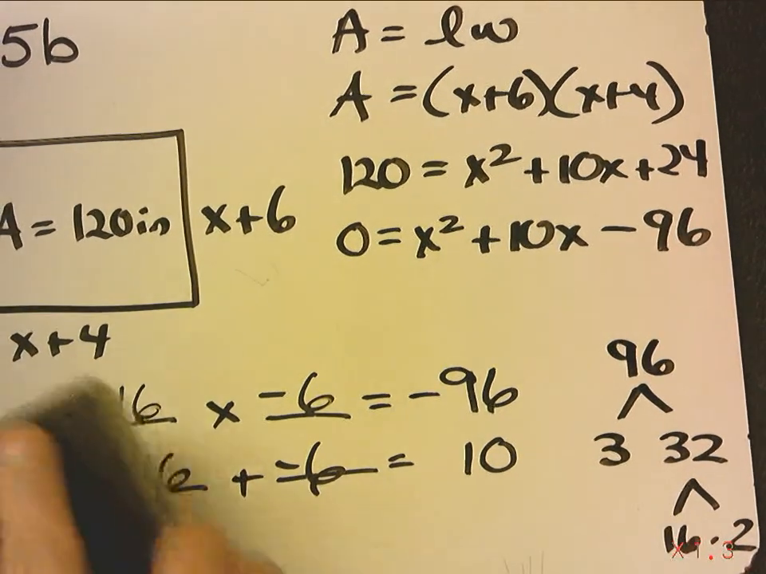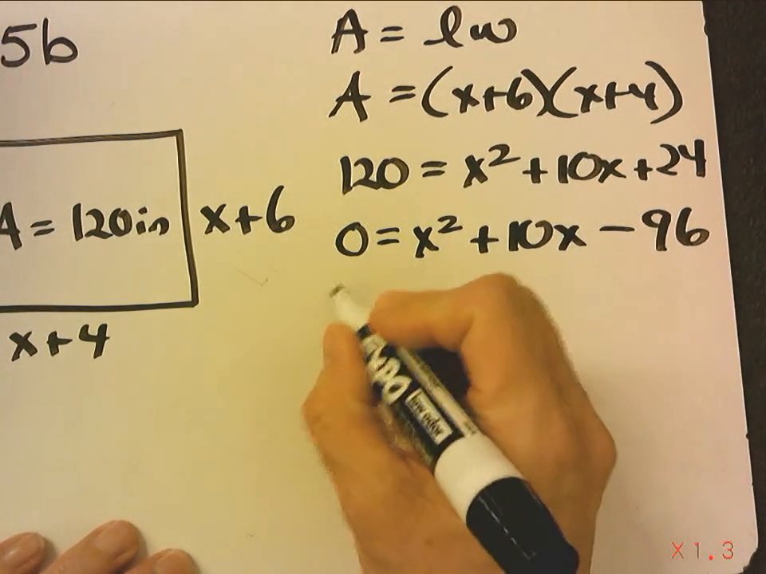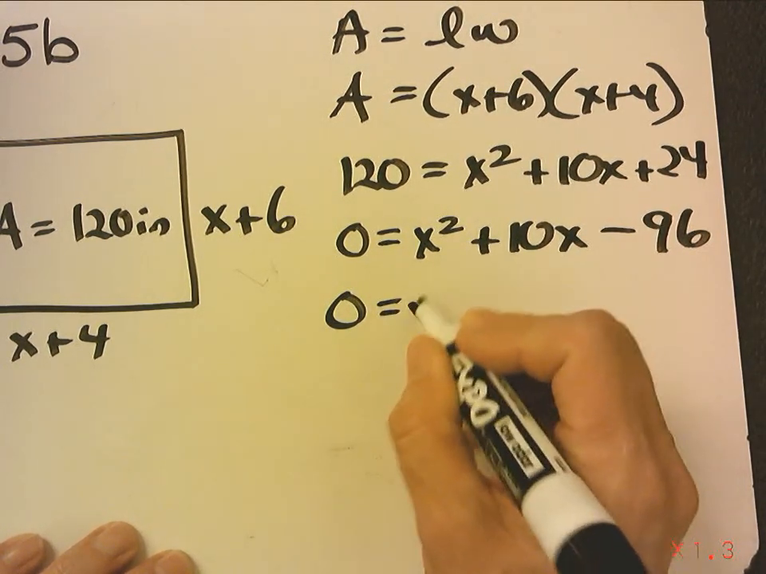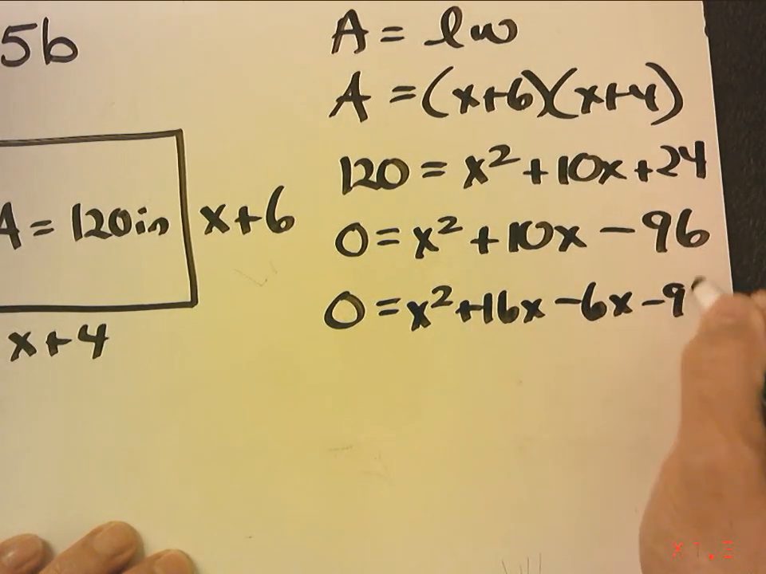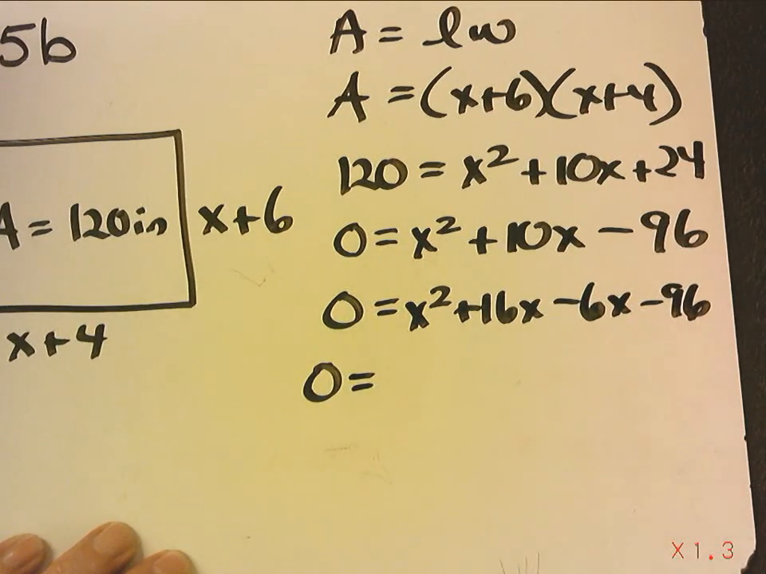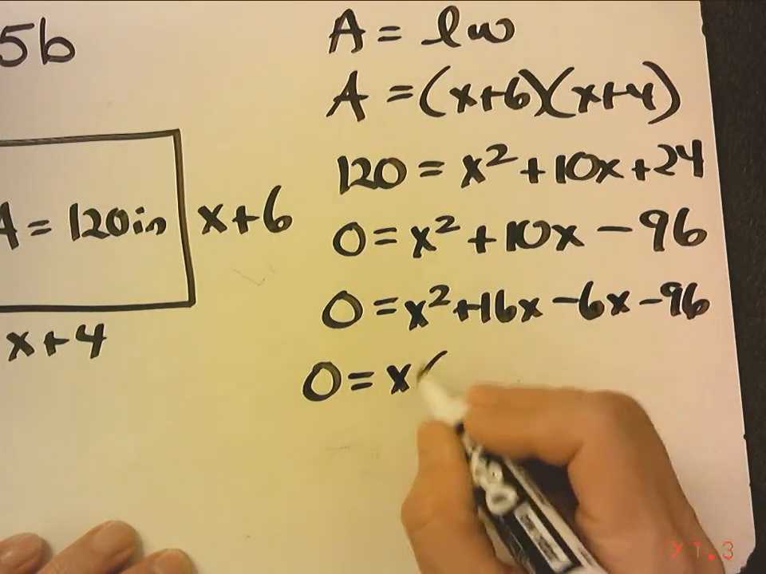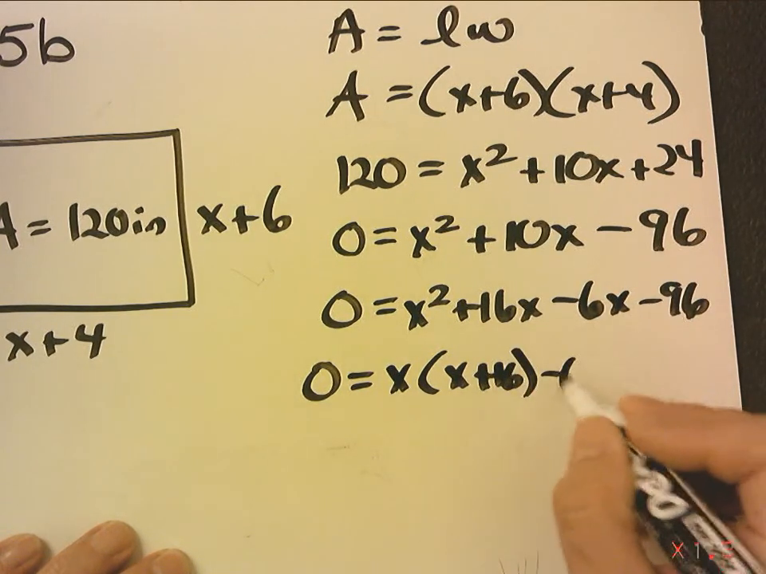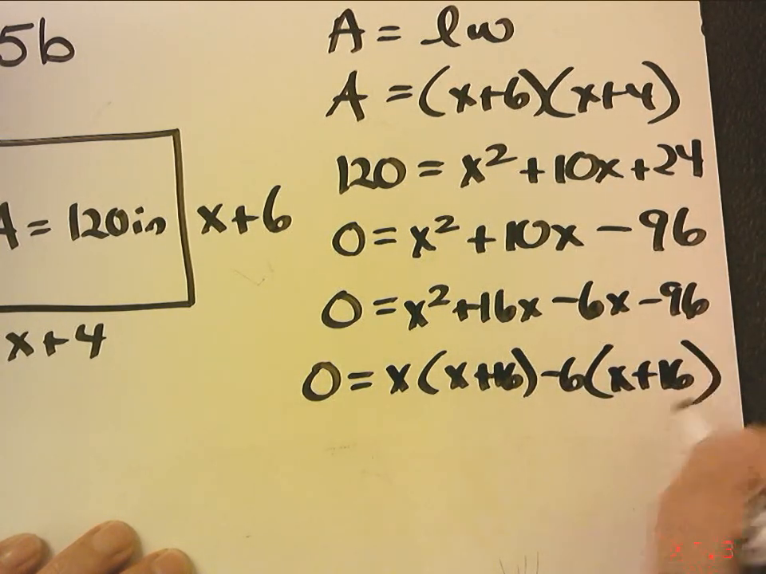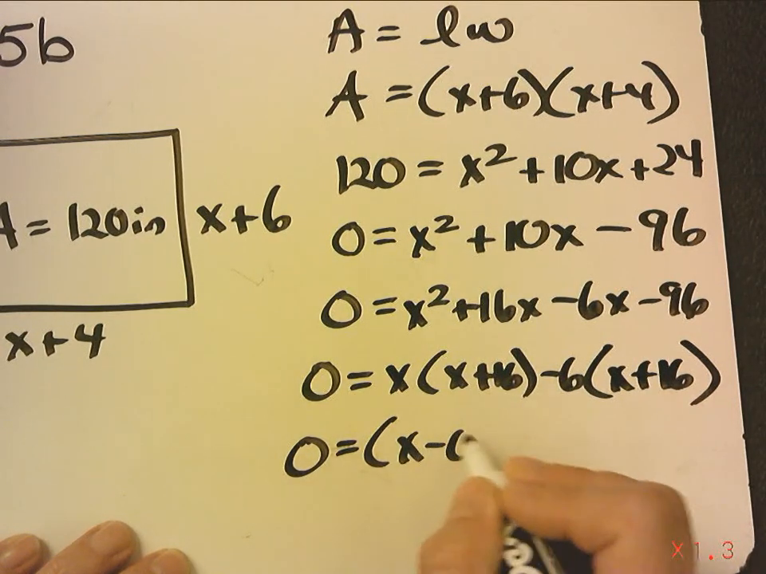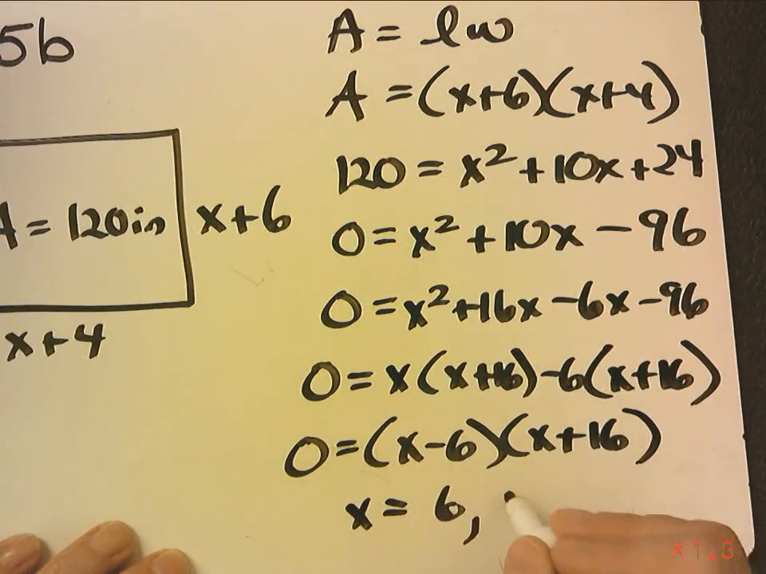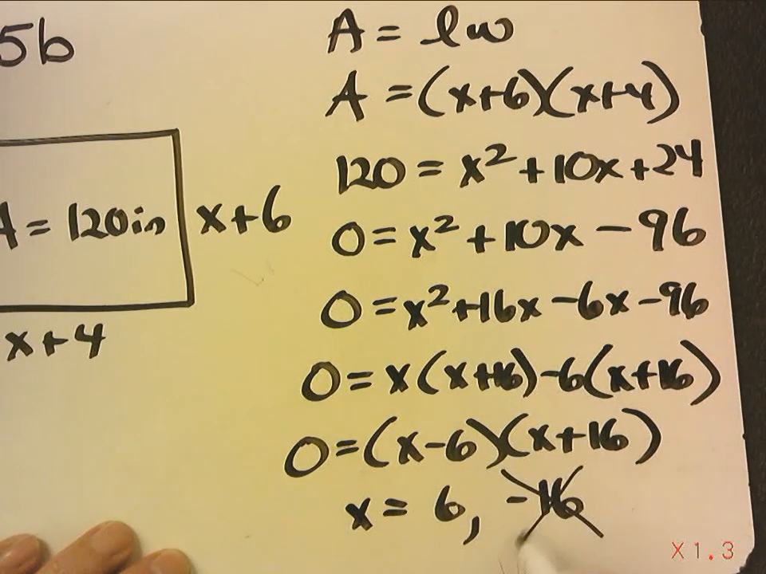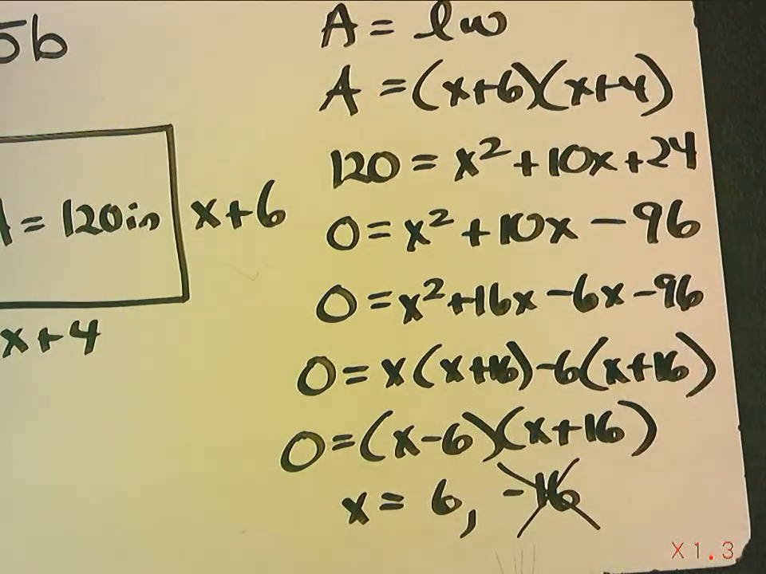Okay, so now I know my numbers, and I say 0 equals x squared plus 16x minus 6x minus 96. So 0 equals x times x plus 16 minus 6 times x plus 16. And 0 equals x minus 6 times x plus 16. So my two answers are 6 or negative 16. And I throw out negative 16 because a dimension cannot be negative.